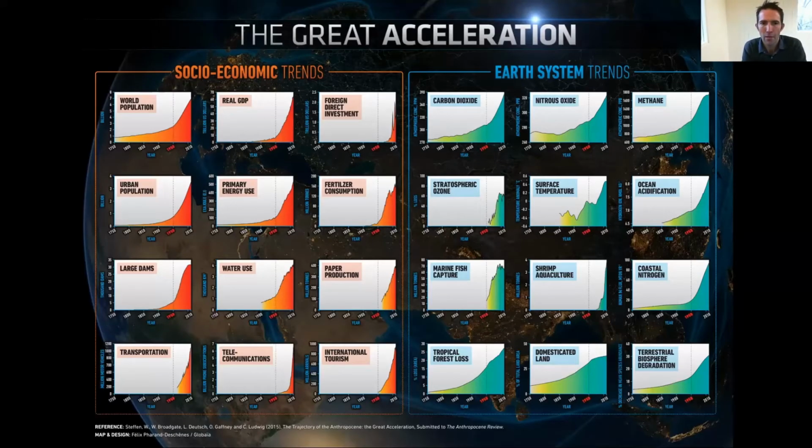Many of you will be aware of this work by Will Steffen and colleagues called the Great Acceleration, in terms of a number of trends accelerating over the last 50 years. So socioeconomic trends such as urban population size, energy use, water use, showing rapid increases over recent years. And of course, these trends interact and compound to lead to changes in Earth system trends, such as the amount of greenhouse gases in the atmosphere, driving climate change, tropical forest loss, and biodiversity degradation.